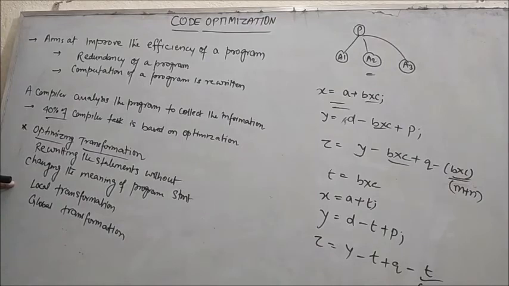One is local transformation, second one is global transformation. When the transformation depends upon a small segment of the program, then it is known as local transformation. And when the transformation depends upon the overall or a large segment of the program, like looping, or a function, then it is known as global transformation.